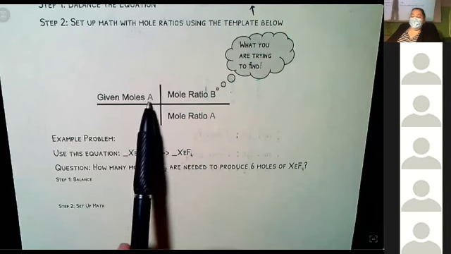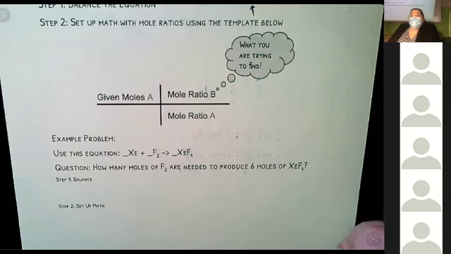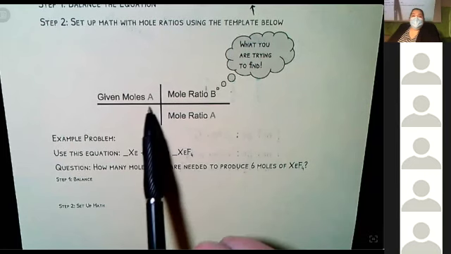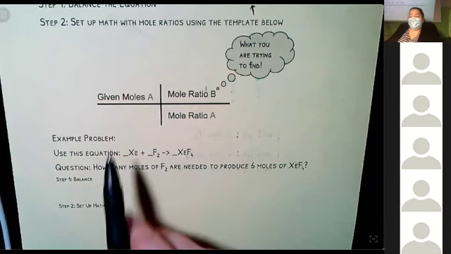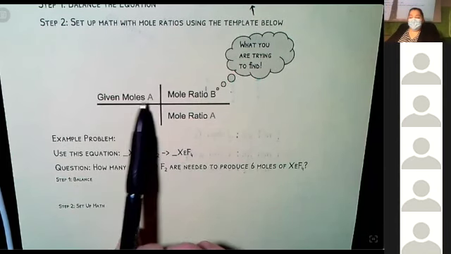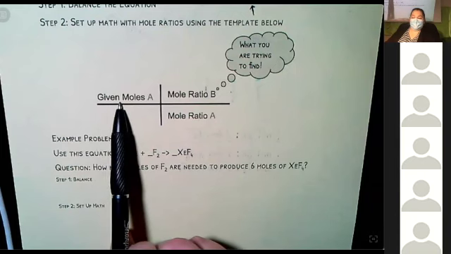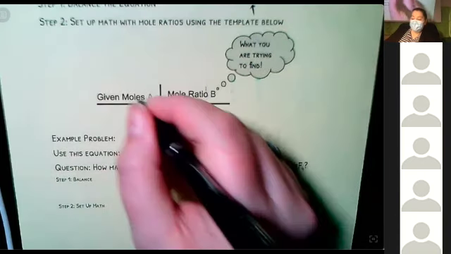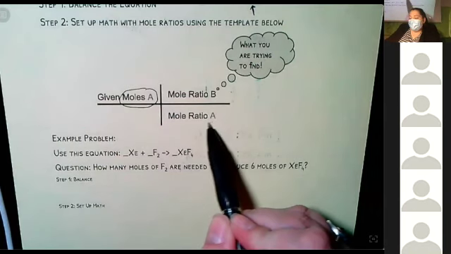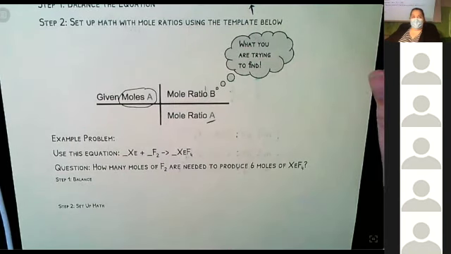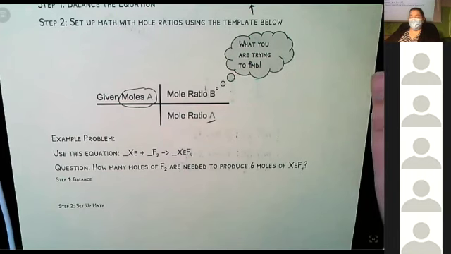Given moles of A, substance A. Whatever the problem is giving you is substance A. Substance A is not a real thing, so it can be anything. So given moles of A would be what the problem gives you. Now, if moles of A go in the top, moles of A have to go in the bottom. And by A, I mean substance A. I'll show you in just a second.